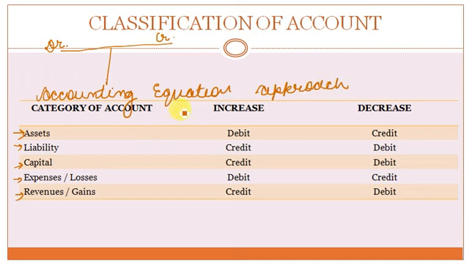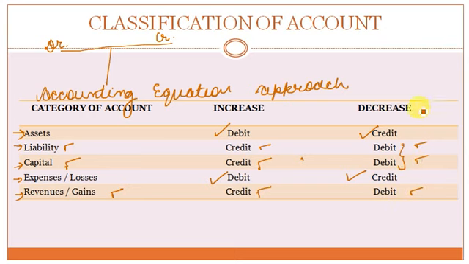Like when assets increase, they are to be debited, and if they decrease, they are to be credited. And same with the expenses. When expenses or losses increase, they should be debited, and in case of decrease, they should be credited. But for liabilities, capital and revenue, the treatment is just the reverse. When liabilities, capital and revenue increase, these are to be credited, and if they decrease, these are to be debited.